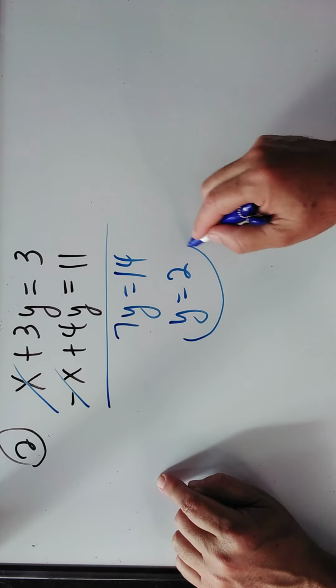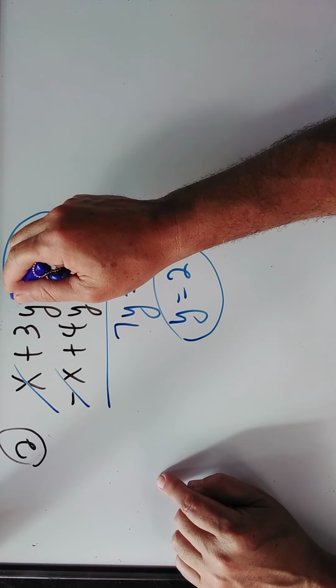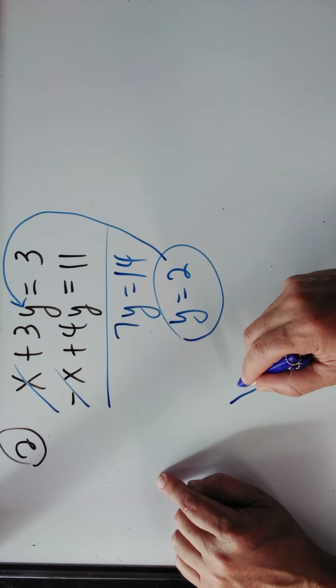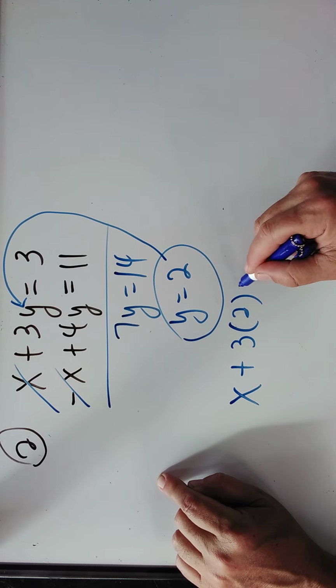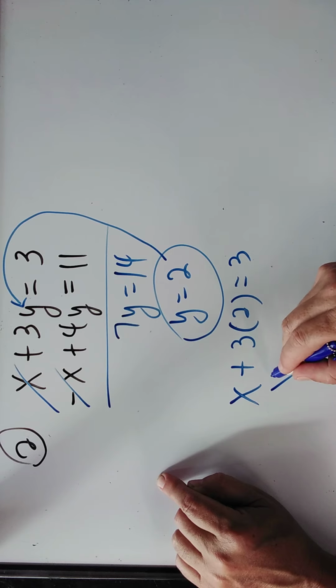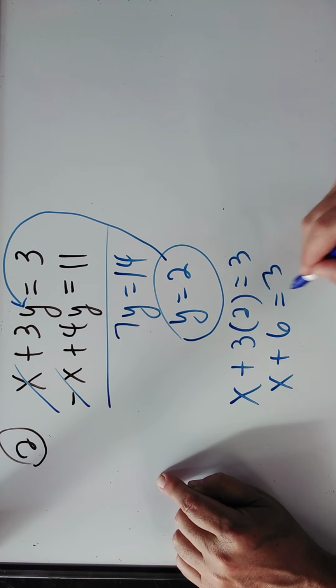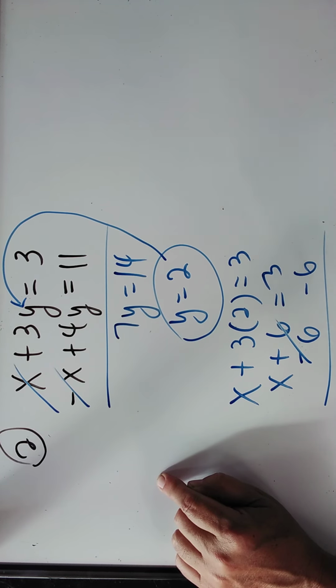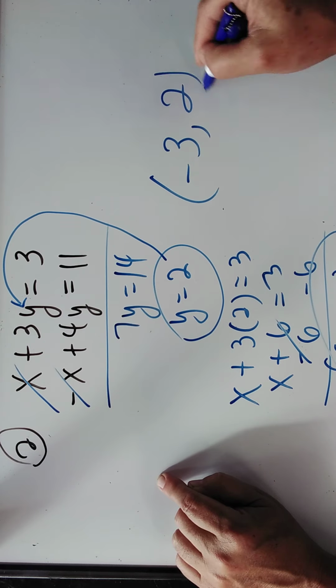Again, to find the value of x, just plug the value of y in anywhere. I'm going to plug it in here. So I'm going to have x plus 3 times 2 equals 3. x plus 6 equals 3. Take away 6. So x equals -3. And that's the solution to my system, -3 and 2.